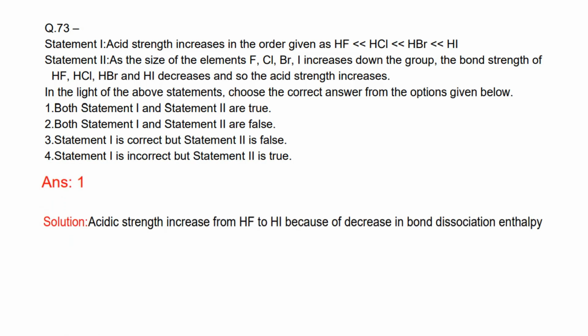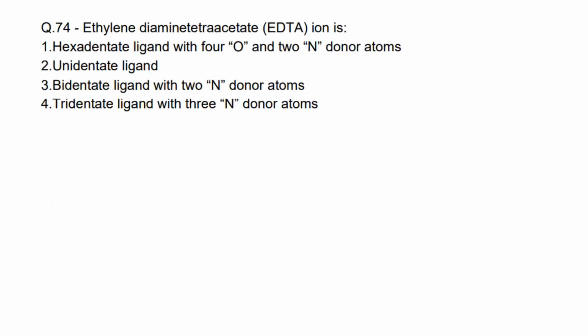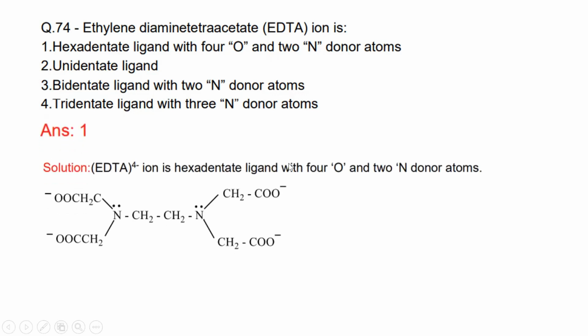Next, question number 74. Ethylene diamine tetraacetate, EDTA ion, is a hexadentate ligand with 4 oxygen and 2 nitrogen donor atoms. That is absolutely correct. Unidentate ligand is wrong. Bidentate ligand is wrong. Tridentate ligand is wrong. So option 1 will be our answer, and the EDTA structure you can draw in this way. So that is question number 74, option 1 correct answer.